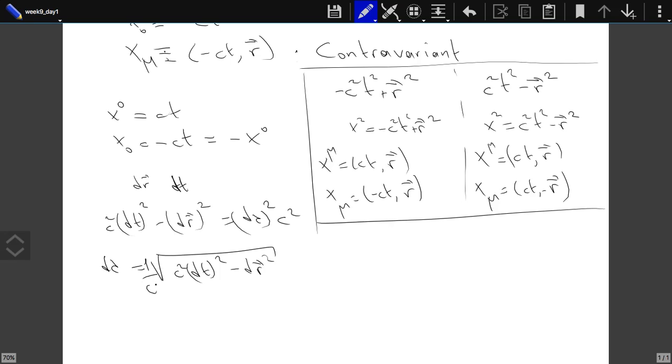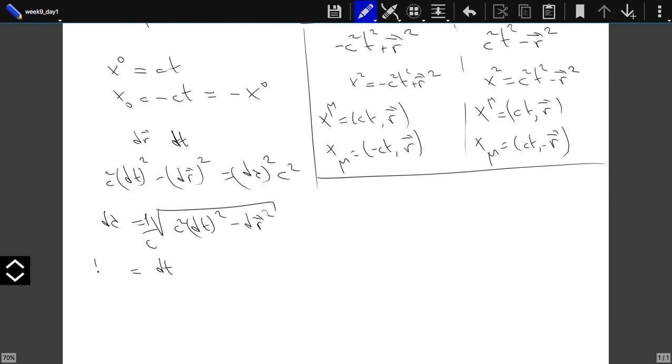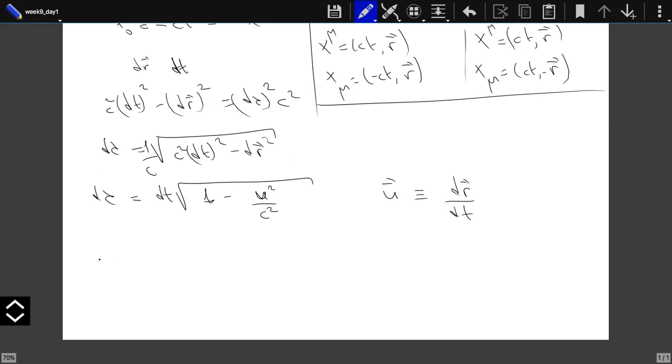This is equal to, if I take the dt out, the square root of 1 minus u squared over c squared, where u I defined as dr by dt. Now this tau is usually called the proper time of the object.